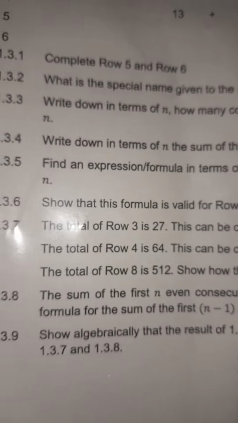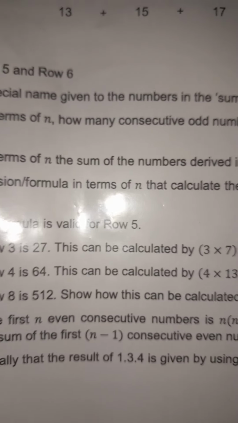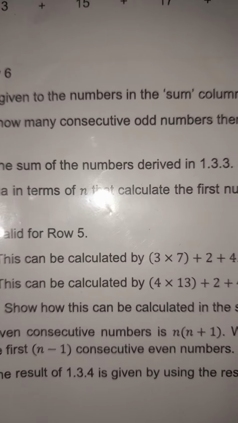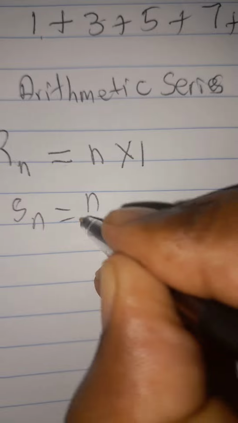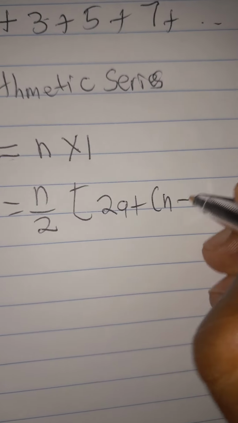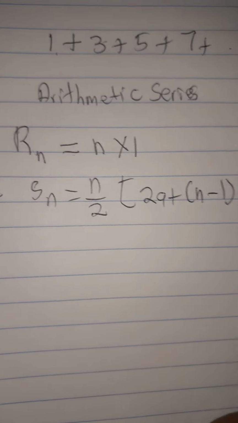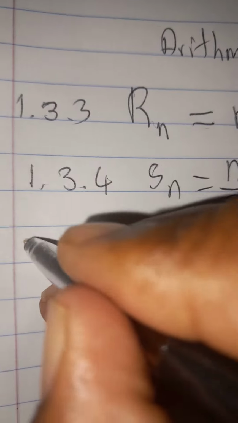At 1.3.4, they are saying write down in terms of n the sum of the numbers derived in 1.3.3. So the sum of an arithmetic series will be Sn equals n over 2 times (2a plus (n minus 1)d). So this is the sum, right? Then let's go to 1.3.5.